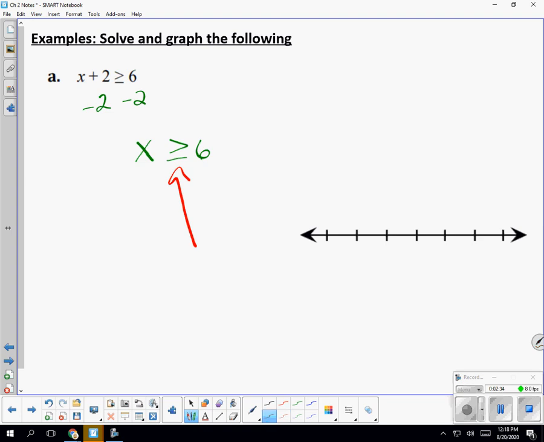Okay, so let me put my numbers on my number line here. It was 6, 7, 8, 9, and we'll make this 5, 4, 3. We are going to use a closed circle at 6, and then we need to read this. x is greater than or equal to 6. So we're going to look at all the numbers that are greater than or equal to 6, so we will shade in this direction.